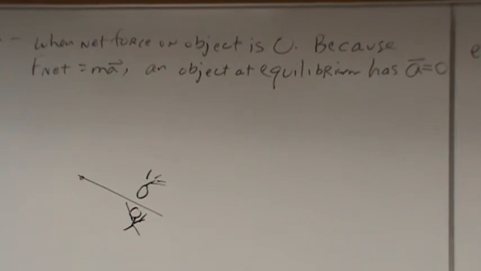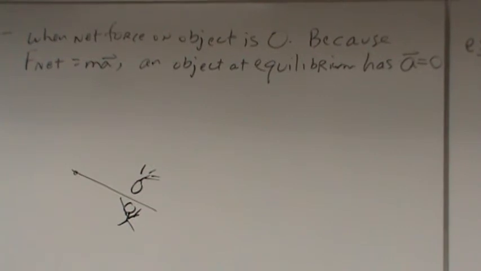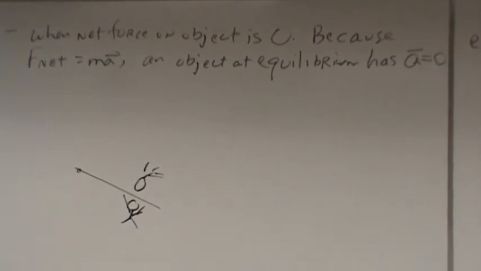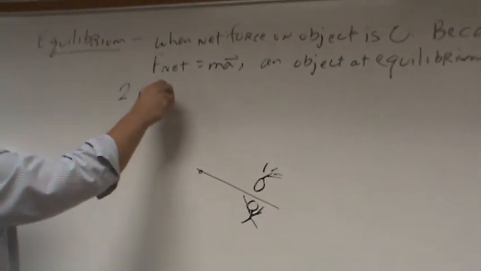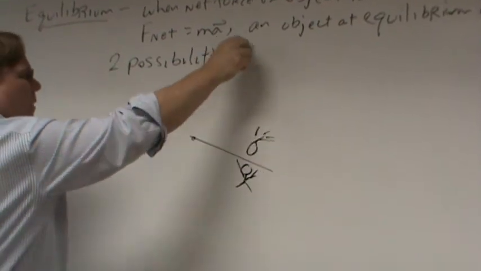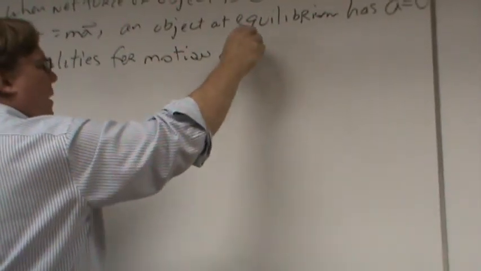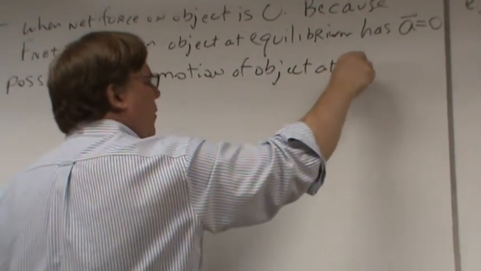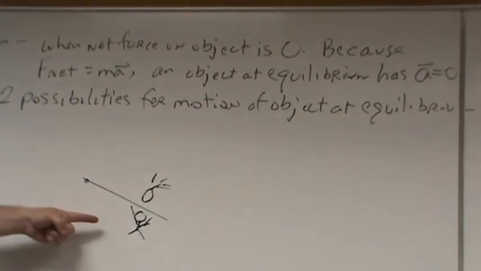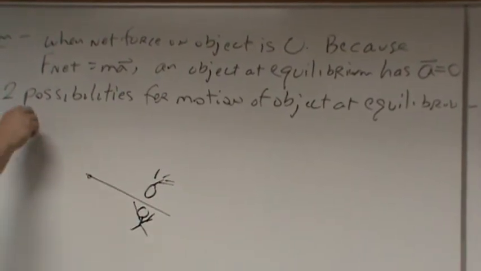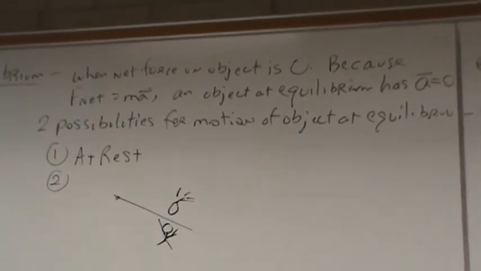And so here's the last new thing I need to teach you. When an object is in equilibrium, that is, its acceleration is 0, there are actually 2 possibilities for the motion of an object at equilibrium. One of them we saw here with my brother and me. One choice is at rest. But what's the other choice?